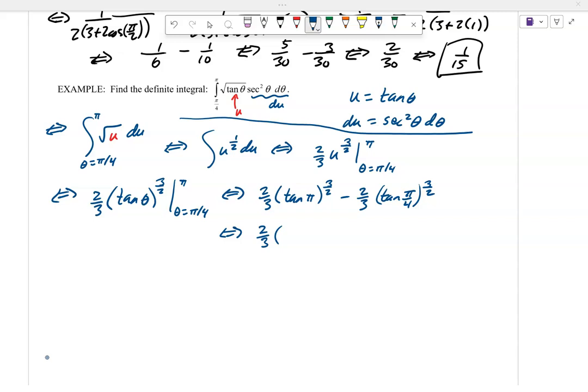So we got tangent of pi, got sine of pi over cosine of pi, which sine of pi is 0. That's going to clear that out. Sine of pi 4 is root 2 over 2 over cosine of pi 4 is root 2 over 2. So I got 1 right there. So the 0 to the 3 halves times 0, that's just going to give me 0. 1 to the 3 halves is 1, so I just got negative 2/3 on this.